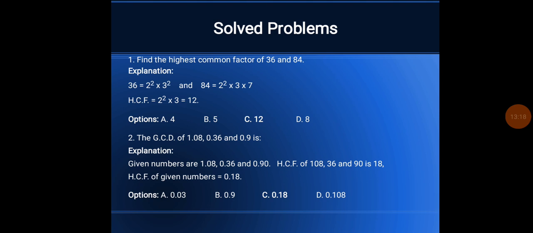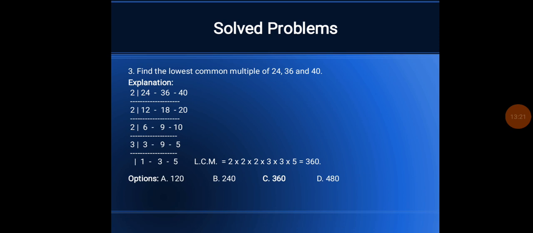Okay, the next problem is finding the least common multiple of 24, 36 and 40. Okay, LCM of 24, 36 and 40. So by the division method, first we arrange the numbers and divide the numbers, then we multiply the divisors and the remainders. Okay, so 24, 36, 40.